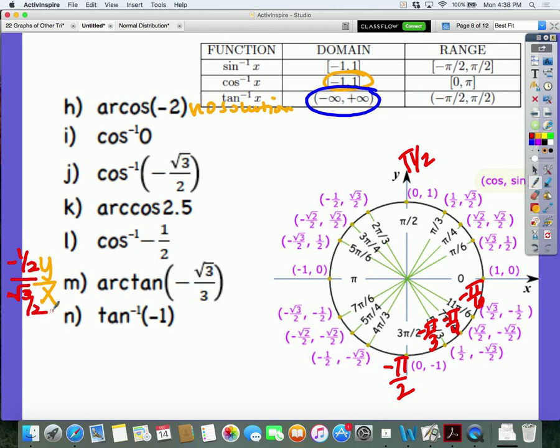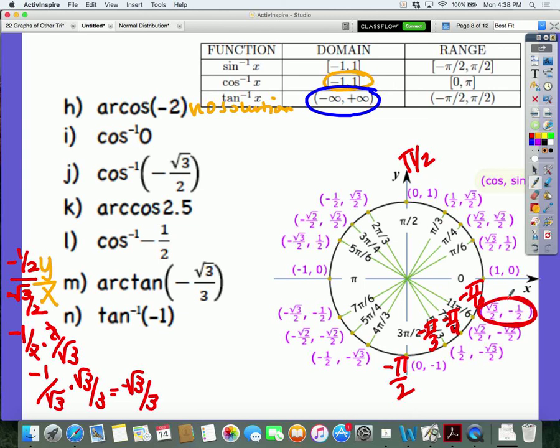The reason why it works that way is because if you keep, change, and flip, your 2's will cancel out, leaving you with a negative 1 over the square root of 3, but you can't have that, so you have to rationalize. And that's why it has to be this particular combination. And the only combination that gives me that is negative pi over 6.